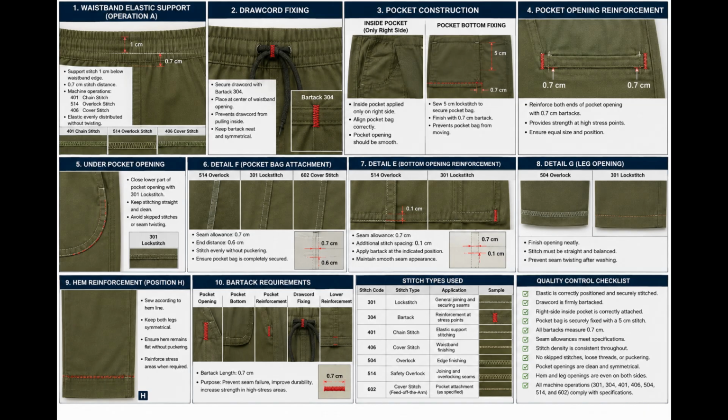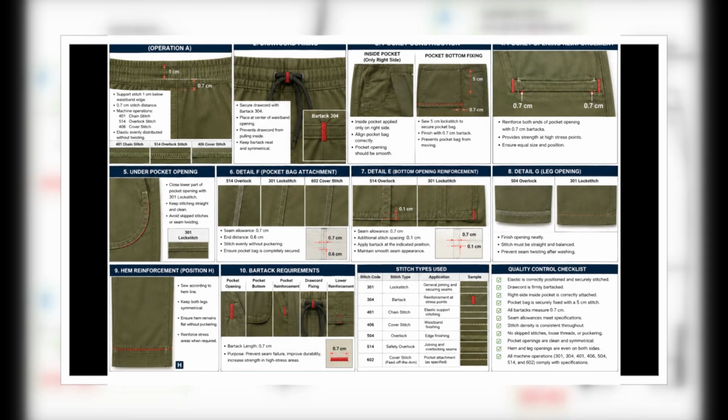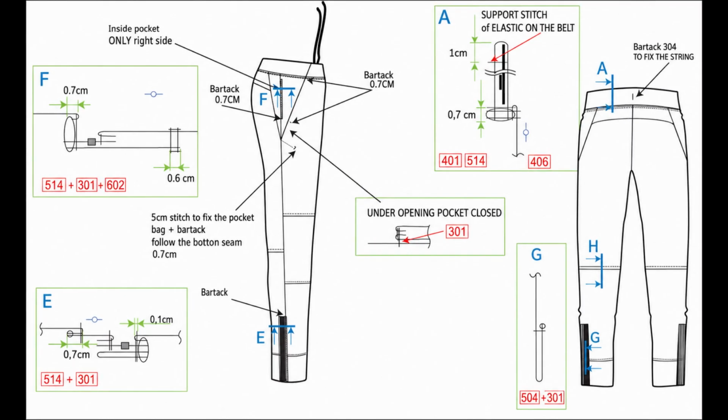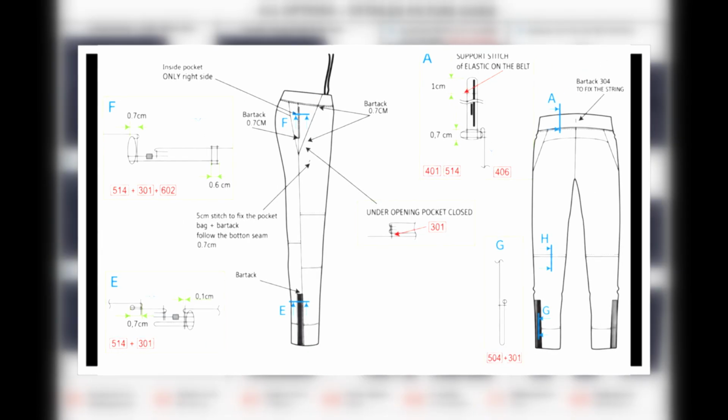Quality points. Maintain the 0.7 cm stitching position consistently. Ensure the reinforcement is properly secured. Avoid puckering around the seam. Thread tension should be balanced.